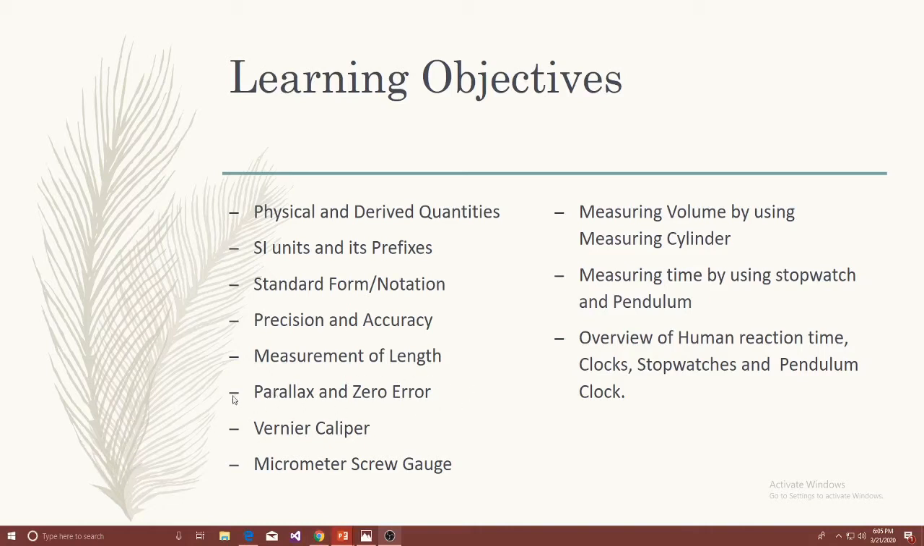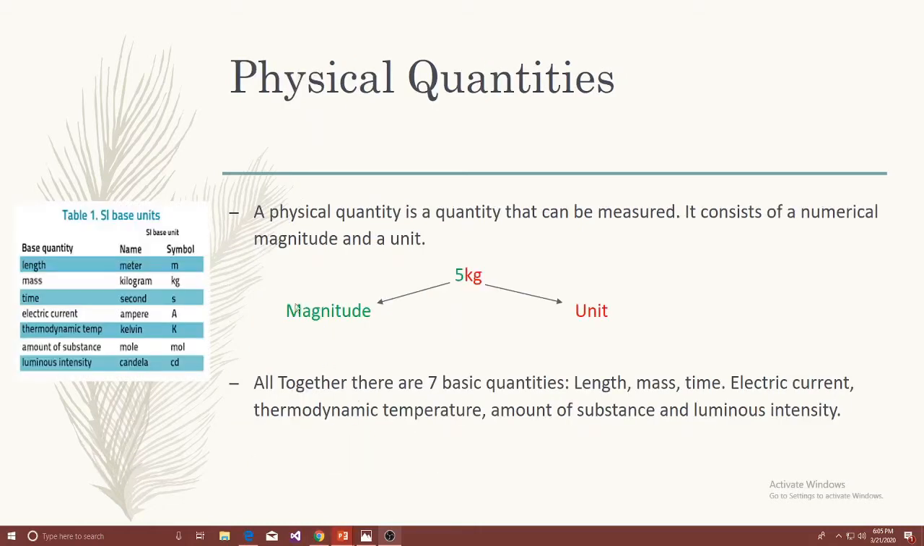Now first we need to know what are physical quantities. A physical quantity is a quantity that can be measured. It consists of a numerical magnitude and a unit. Now what is a magnitude? The number or the value is the magnitude, and the unit, or the SI unit, which we all should know, is the unit like kilogram, meter, second, ampere.